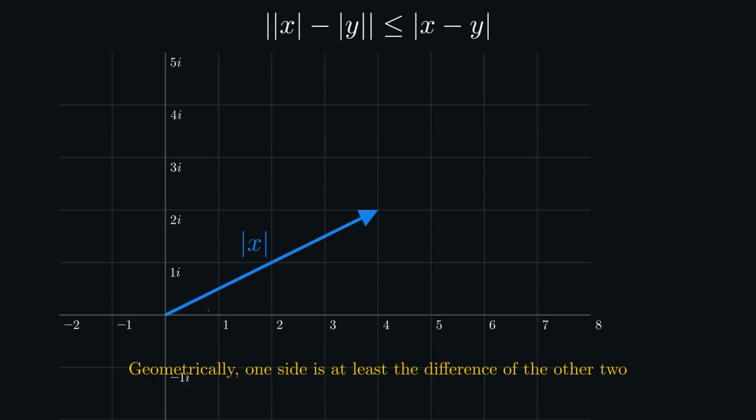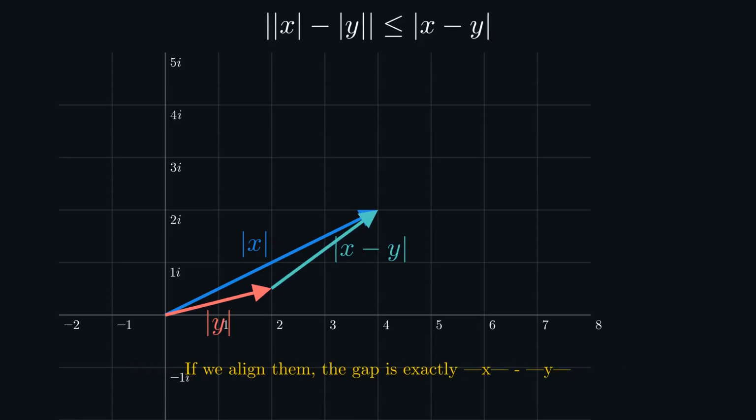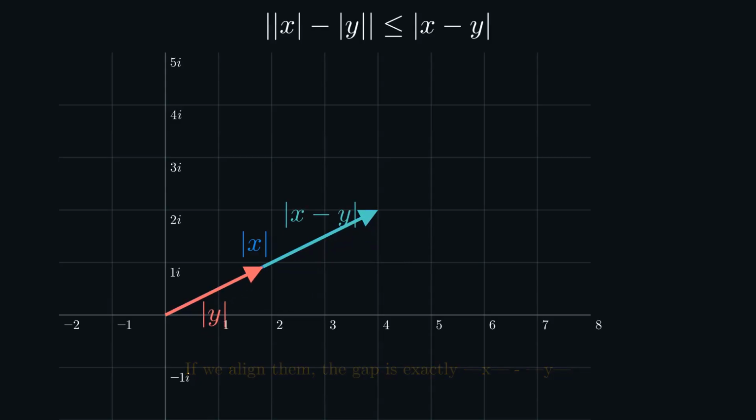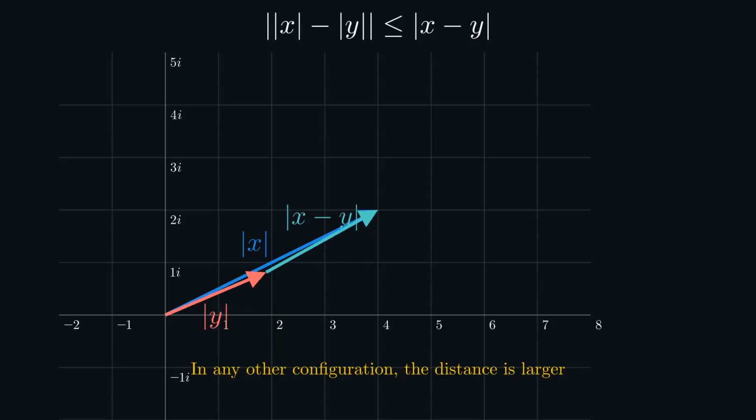Geometrically, think about the gap between the lengths of two vectors. The third side must always be long enough to bridge this difference. As we can see, this minimum distance is achieved exactly when the vectors align, flattening the triangle. In any other configuration, the distance is strictly greater.